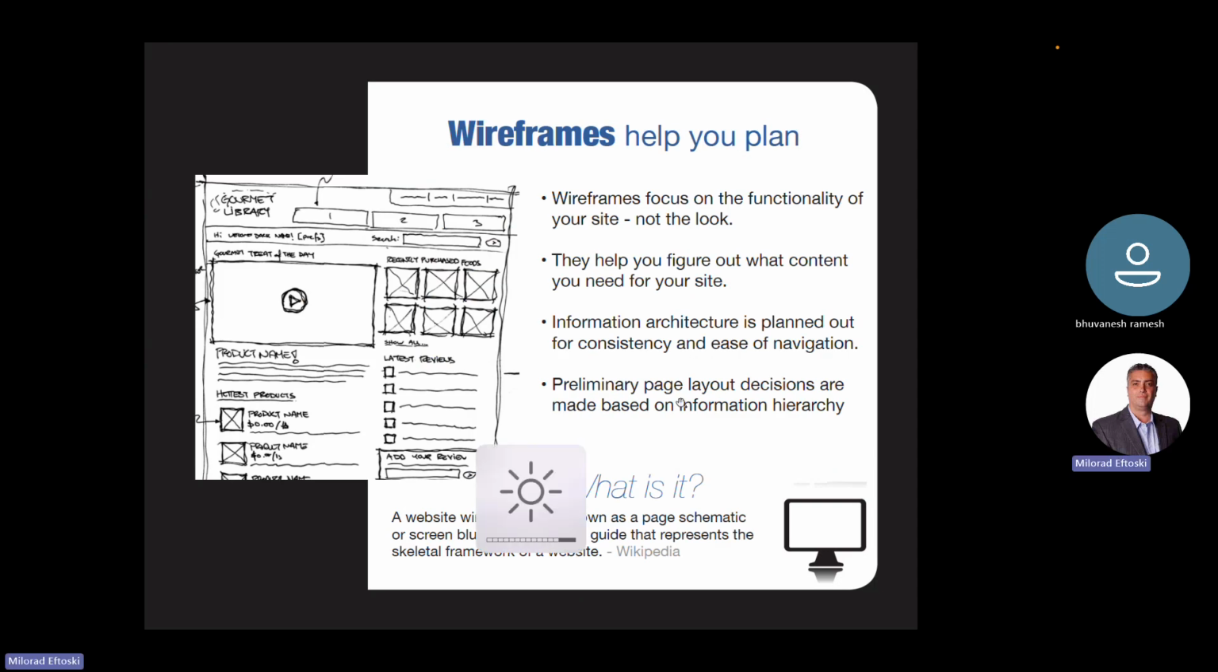So wireframes, again, information architecture is the biggest part of the whole scope, planned out for consistency and ease of navigation. Preliminary page layout decisions are made based on information hierarchy. Do you know what information hierarchy actually means? What's hierarchy? Right, it's an orderly way of organizing things, right? Like this is here, this is over here, this is nested underneath this item.